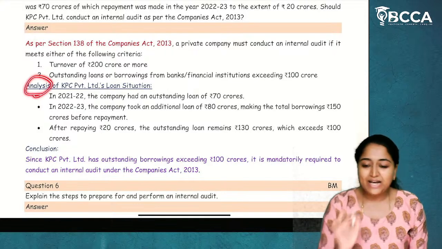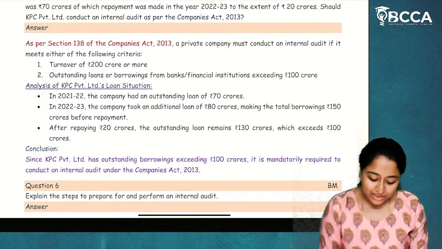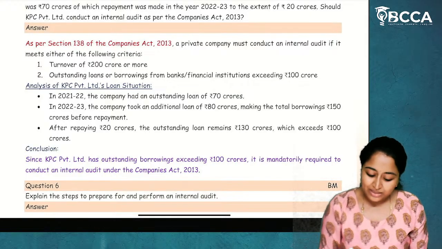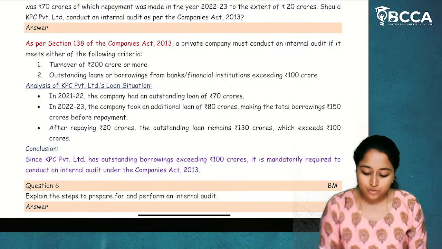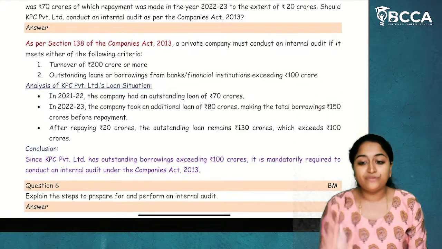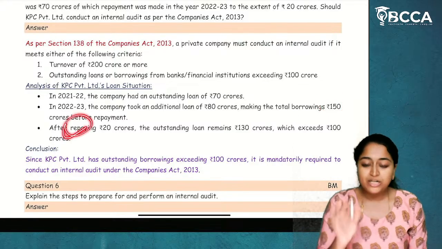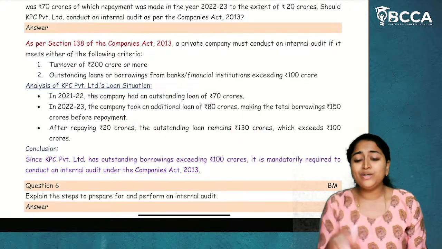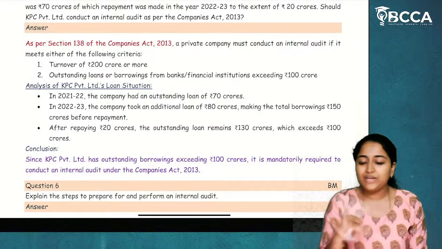Now, what is the analysis? In 21-22, the company had an outstanding loan of 70 crores. In 22-23, the company took an additional loan of 80 crores, making total borrowings of 150 crores. After repaying 20 crores, the balance borrowing is 130 crores. So it is more than 100 crores. Yes, we have done the analysis.